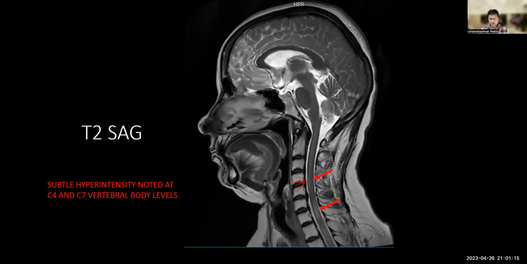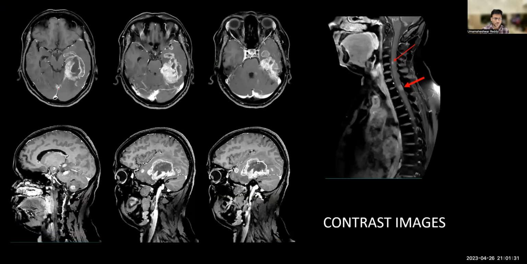And also you can appreciate some marrow signal changes in the cervical vertebra. This would have been a good clue to diagnose this condition. And also you can see here, there is rind enhancement classically. There are satellite lesions adjacent to it. The lesions are also seen in the temporal lobe and cerebellar parenchyma.